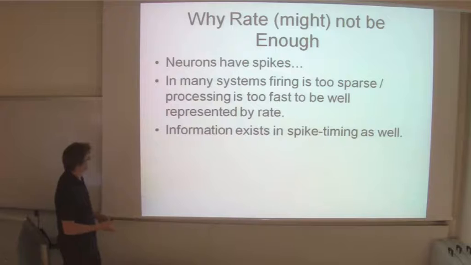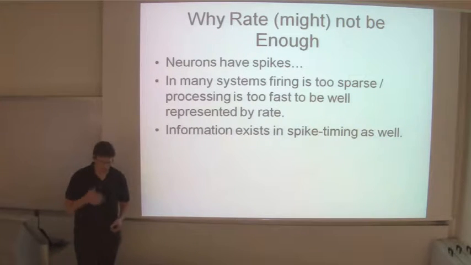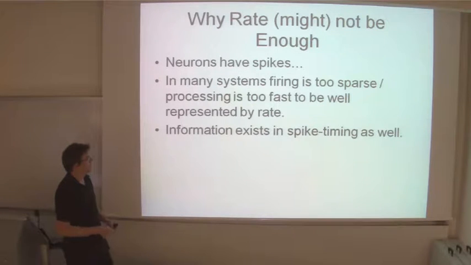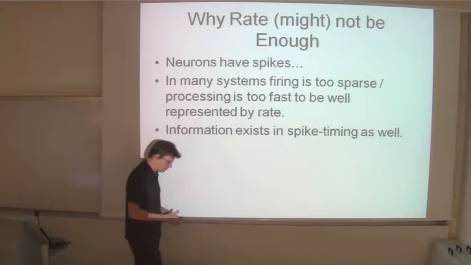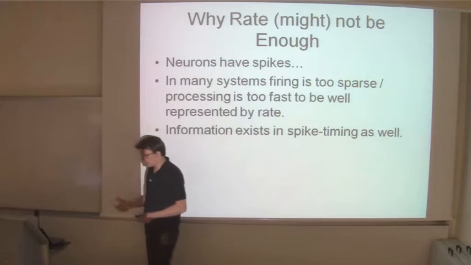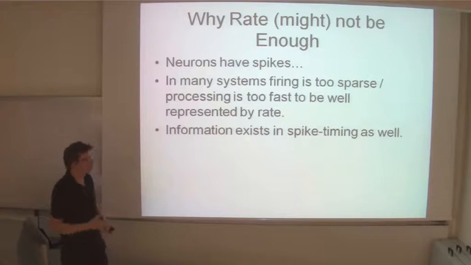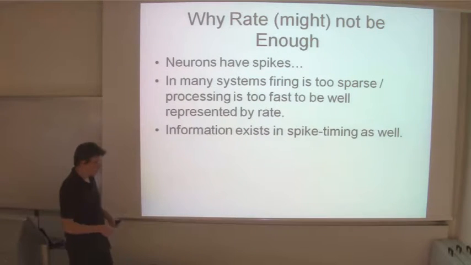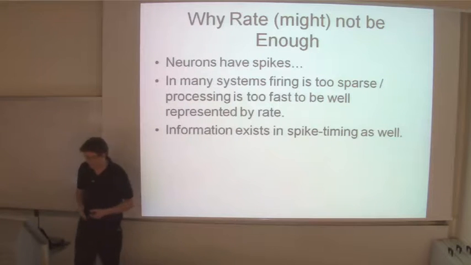And second, in many systems, for example, the barrel cortex in rats, the firing rate is very, very low, and the firing is very, very sparse, or the processing that the animal does is very, very fast. So the entire description of a representation with rate becomes a little bit unreasonable, because in order to talk about rate, you need to average over some long period of time and talk about some mean quantity. And if all the decision is made based on a few spikes, then rate doesn't make sense.